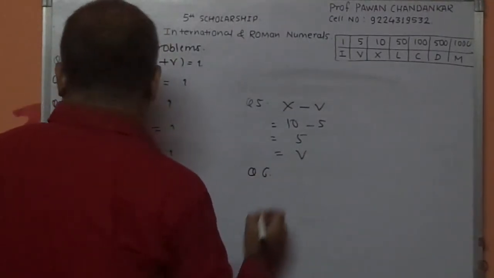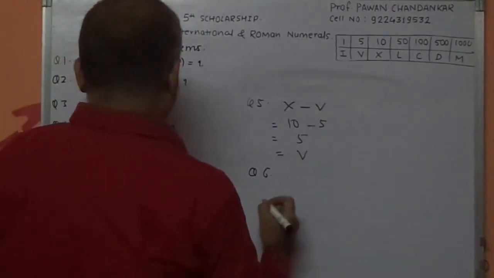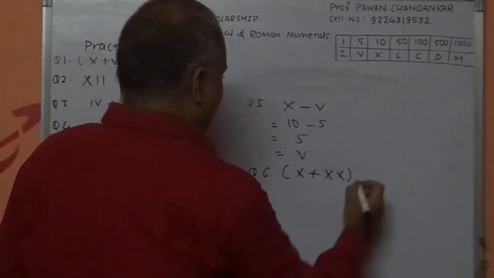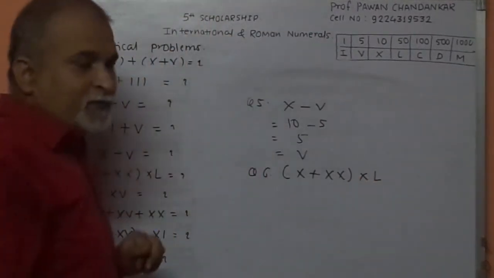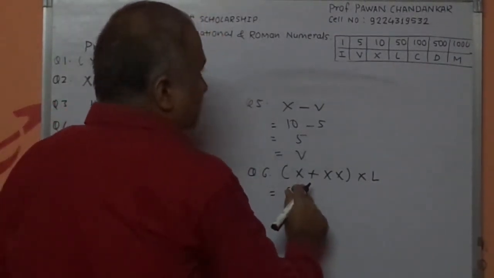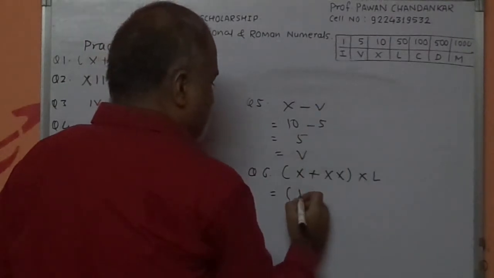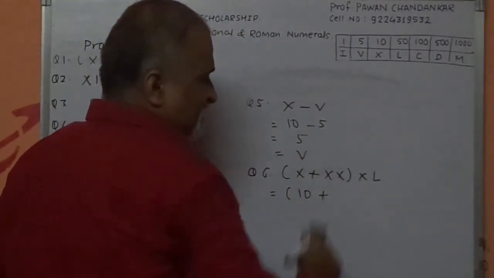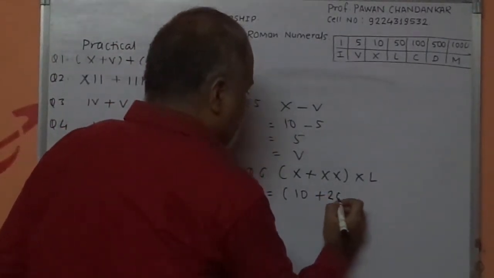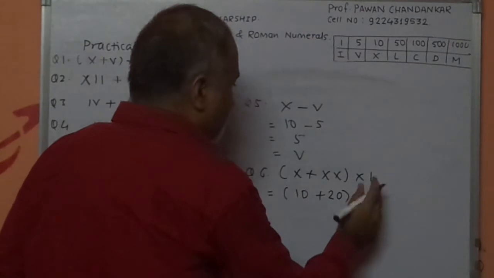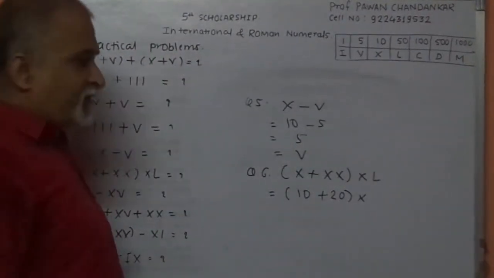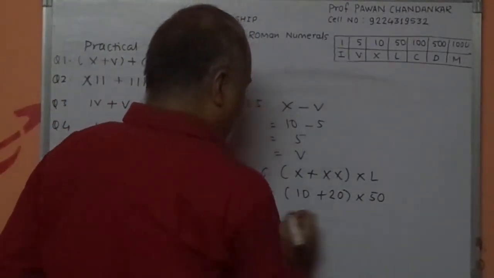Question number 6. What is the question? X plus xx, bracket close, multiplied by L. Now be careful, students. Here we need to solve the bracket first. So x means what? X means 10. So 10 plus, now it is x, x is written twice, means 10 plus 10. It gives you 20 multiplied by L. L means what? L is written for which number? 50. So write 50 over here.